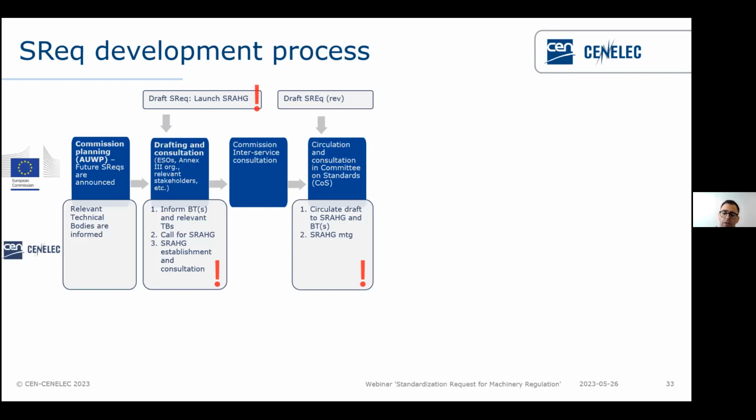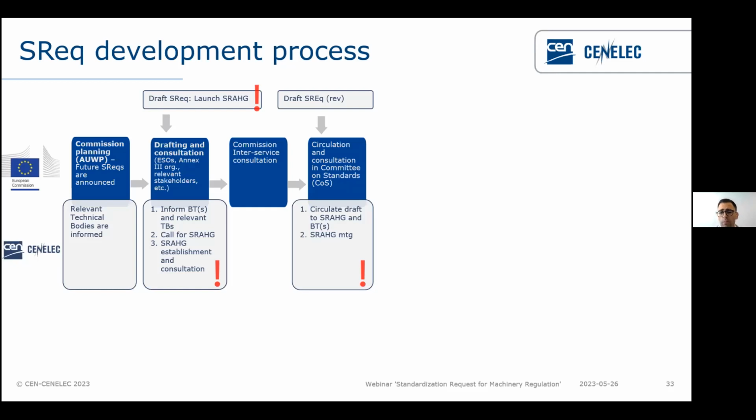So the Committee on Standards is a very important group that is managed and chaired by the European Commission, where the Commission and member states discuss all the important topics related to standardization. For example, citation of standards, the HAS system, formal objections, but more important is where member states discuss draft standardization requests, and the Committee on Standards is also responsible for voting on standardization requests, in approving standardization requests.